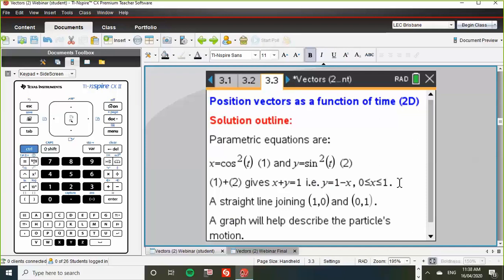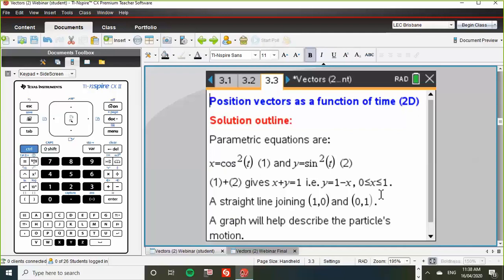Where do we get this fact that x lies between 0 and 1? Well, in general, cos t lies between -1 and 1. But cos squared t, when you square it, anything that's negative becomes positive, so it will lie between 0 and 1. So in other words, that x, if you replace it with cos squared t, the domain here is going to be between 0 and 1. To formally describe the path of the particle, it's a straight line joining (1, 0) and (0, 1).